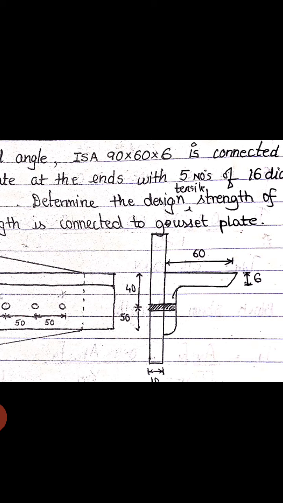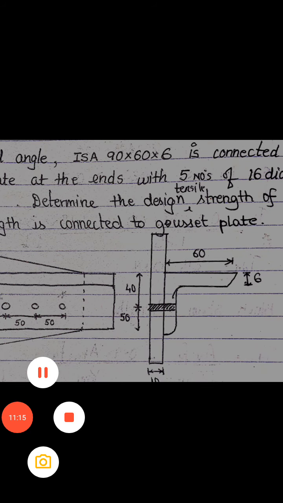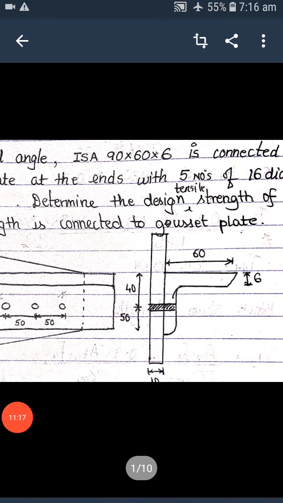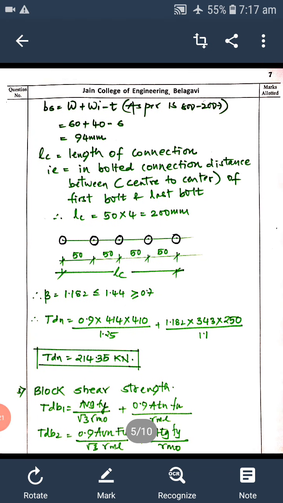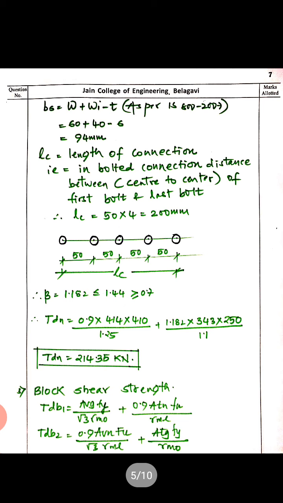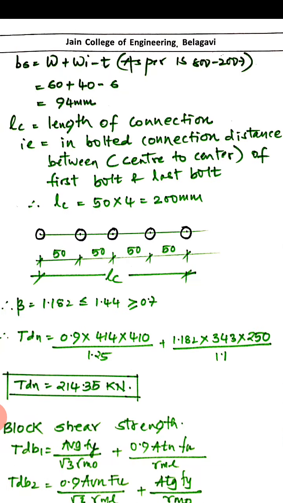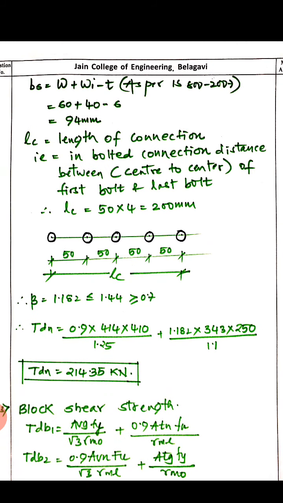So 60 plus 40, W plus Wi, so 60 plus 40 minus T. Understood? Okay, so we'll go for next. We'll calculate here one by one. So BS is 60 plus 40 minus 6. Then LC is length of connection.